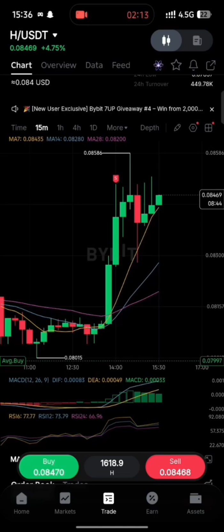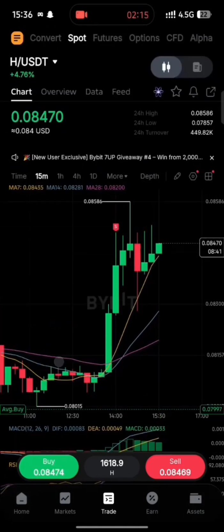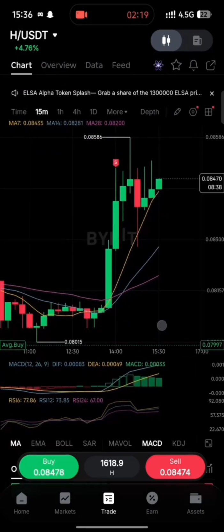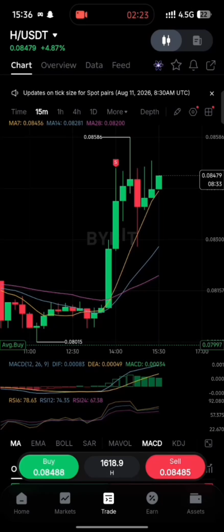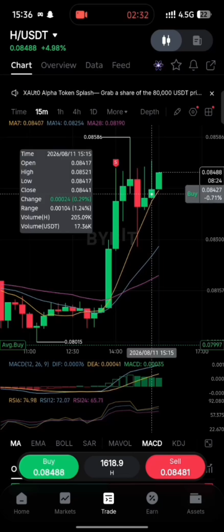I'm just looking for a little sharp movement and I will quit this particular trade. I'm strongly hoping for that, because the moment that happens, I'll take my profit and wait for another opportunity.